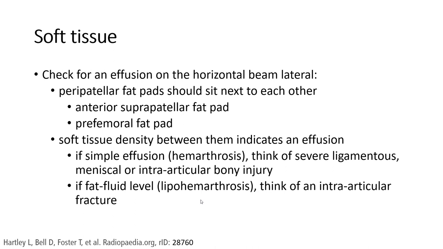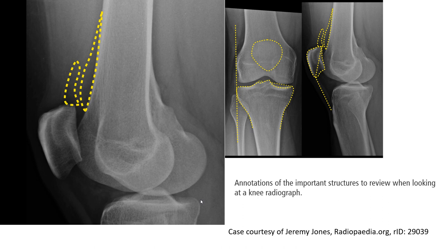If simple effusion, hemarthrosis, suspect severe ligamentous, meniscal or intra-articular bony injury. If fat-fluid level, lipohemarthrosis, suspect an intra-articular fracture. So this is an illustration of the important structures to review when looking at a knee radiograph: focus on the soft tissue, especially cortical alignment and anatomic alignment.